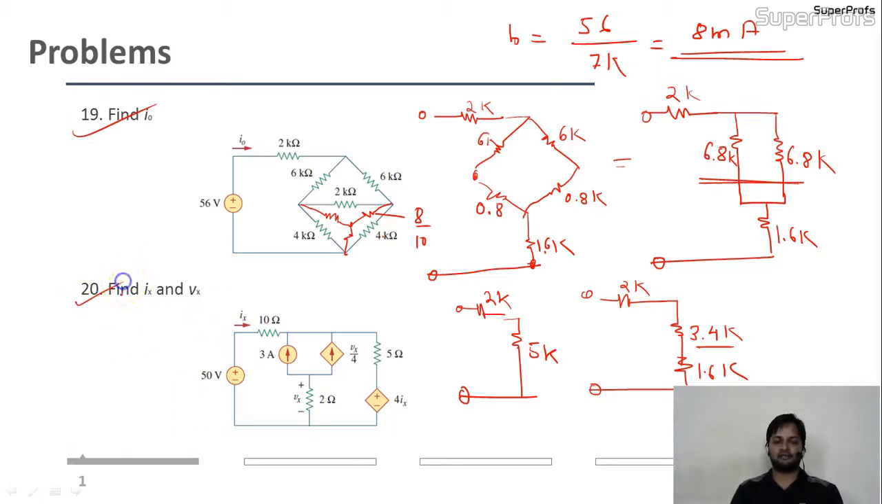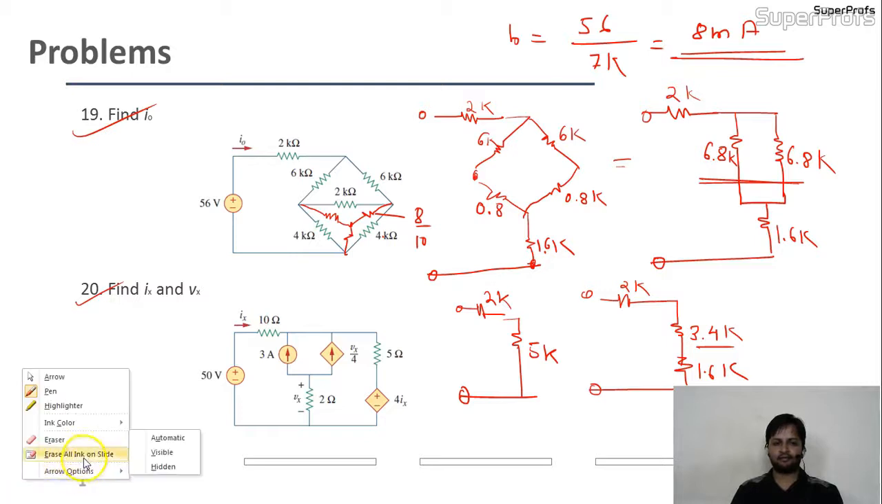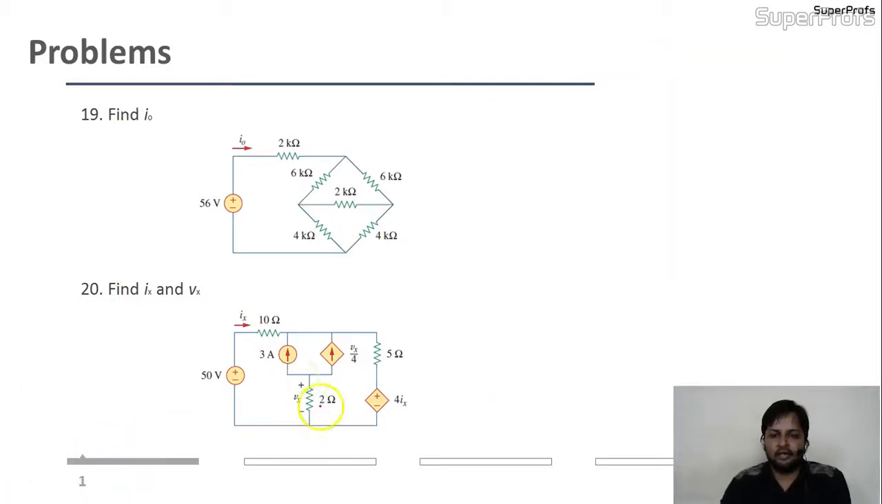So this is the last one of the chapter, and I'll do it for you. First I'll erase things. Okay. Now come here. They're asking for the Ix and the Vx. Where is the Ix? This is the Ix. Who is depending on this Ix? This source is depending on this Ix. Where is the Vx? Here is the Vx. And who is depending on this Vx? This current source. Now we'll smash this circuit.